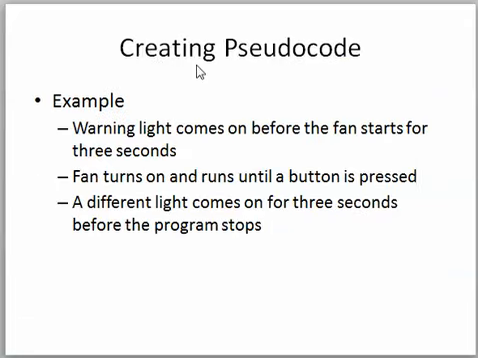An example of pseudocode is the way that we're going to program our robots. Example: warning light comes on for 3 seconds before the fan starts. The fan turns on and runs until a button is pressed. A different light comes on for 3 seconds before the fan stops. It's important that we're very specific.